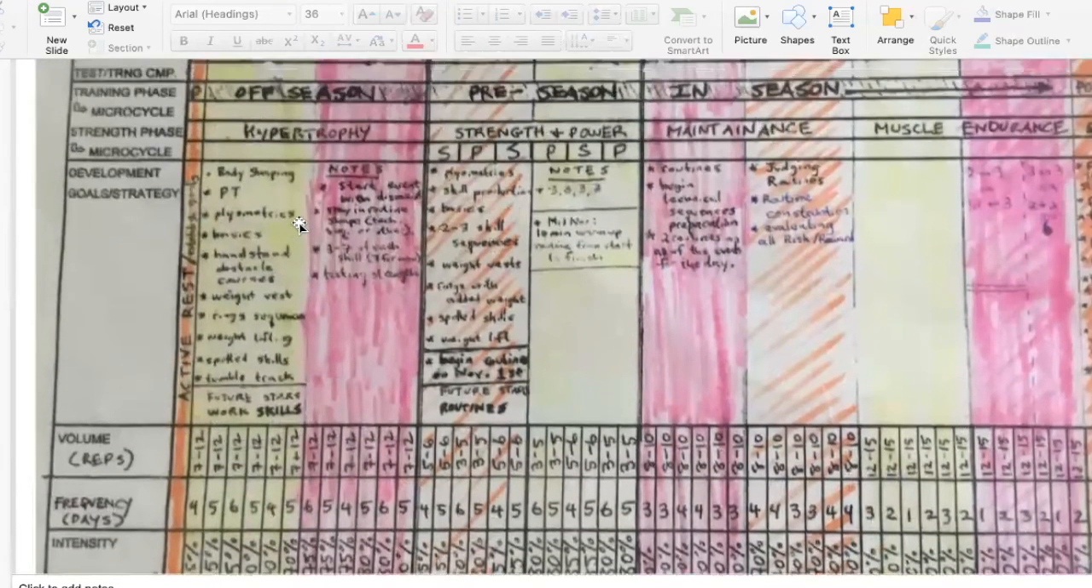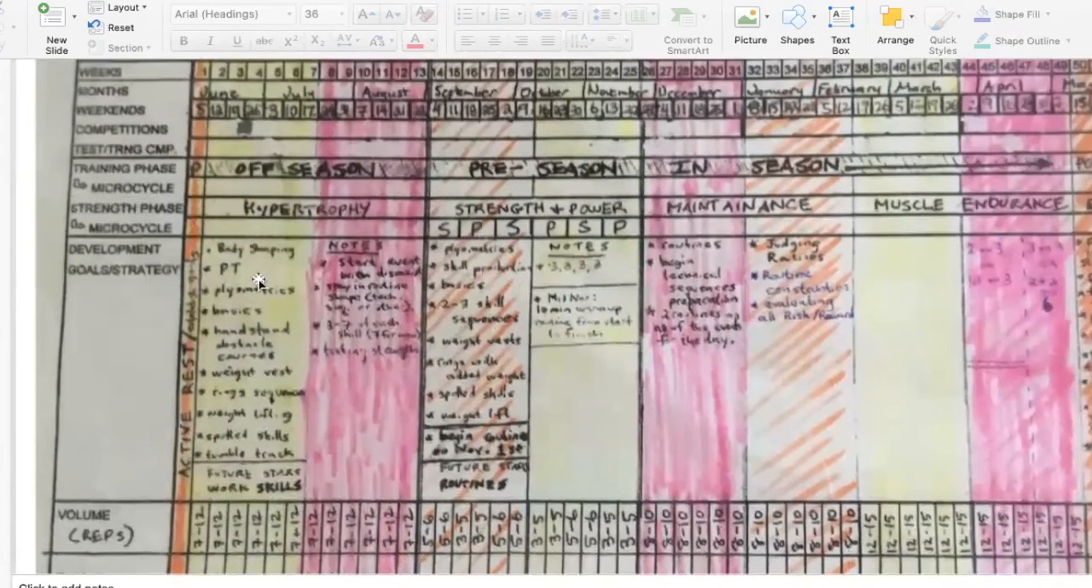So at the end of those 12 weeks of working hypertrophy, then I want to work strength and power. And within this 6-week mesocycle, you can see here I have a 2-week microcycle of strength and then power and then strength and then power. So I make the muscle bigger. Then I use whatever muscle I have to increase strength and power.